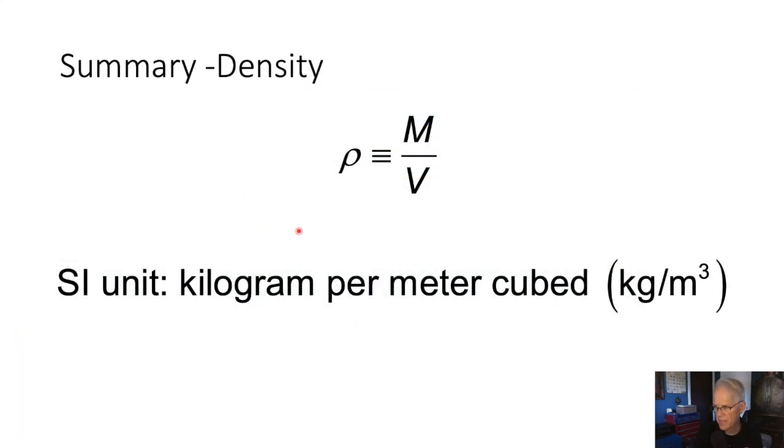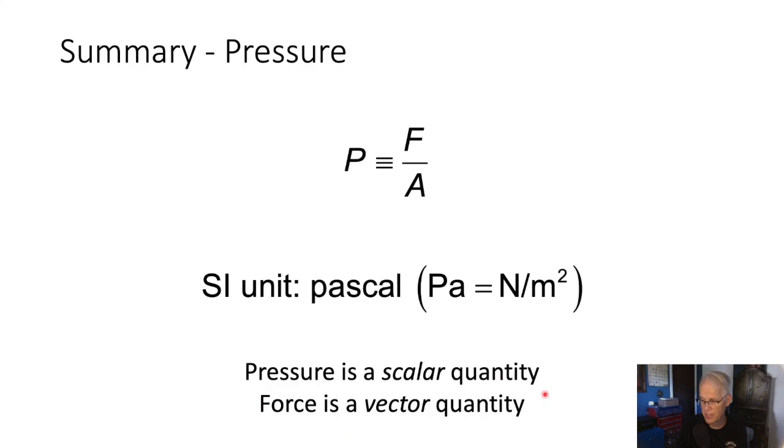Density is the mass per unit volume, or kilograms per meter cubed. Pressure is a scalar quantity. It does not have direction. Force is a vector quantity.